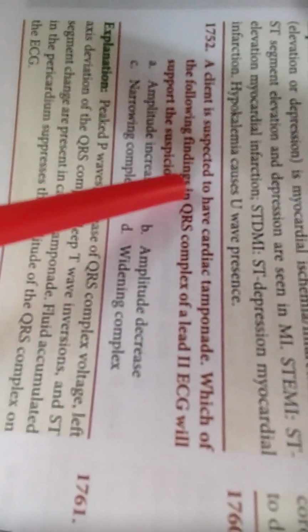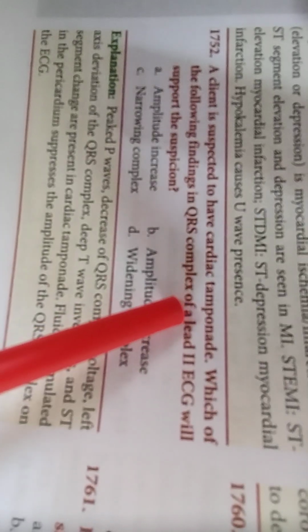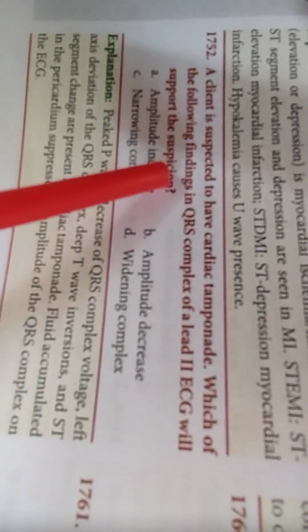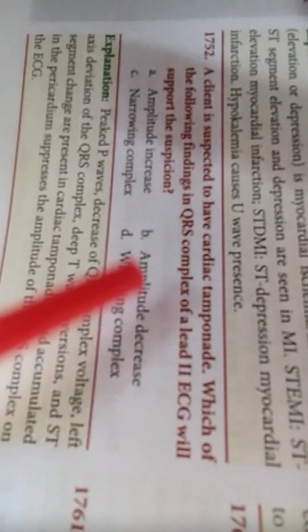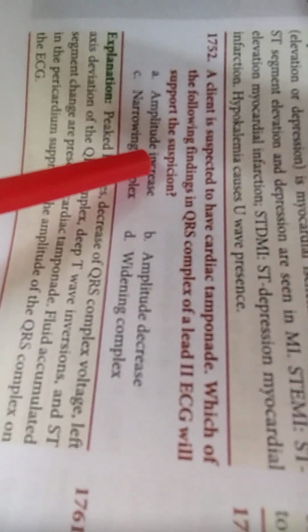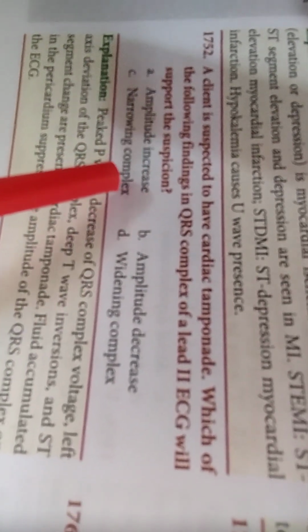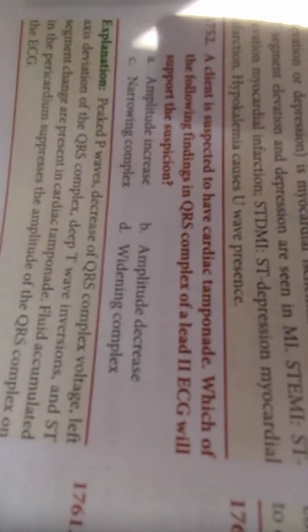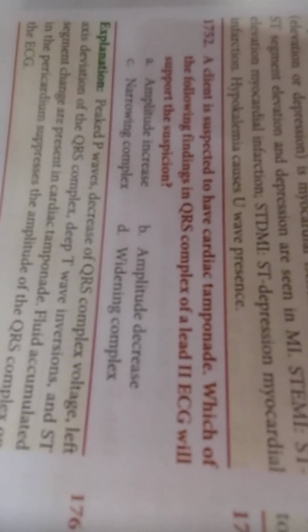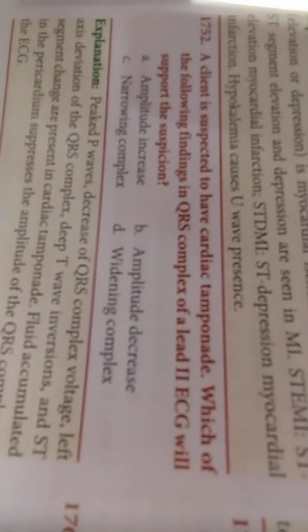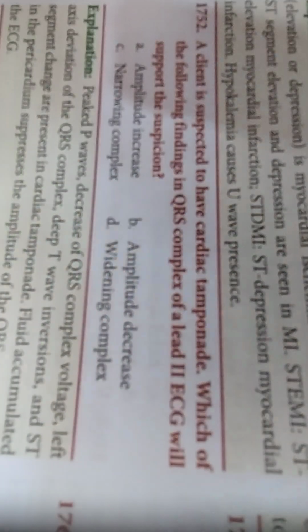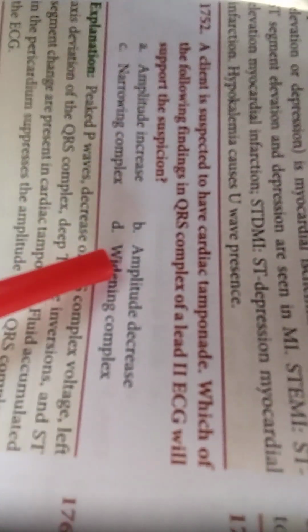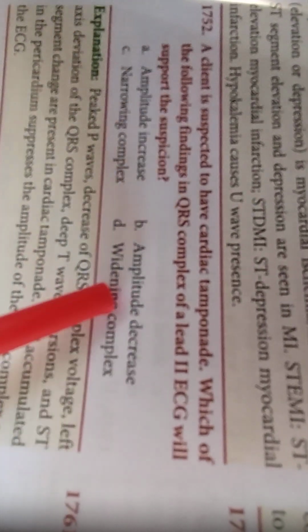The client is suspected to have cardiac tamponade. Which of the following findings in the QRS complex of a lead on ECG will support the suspicion? The answer is amplitude decrease.